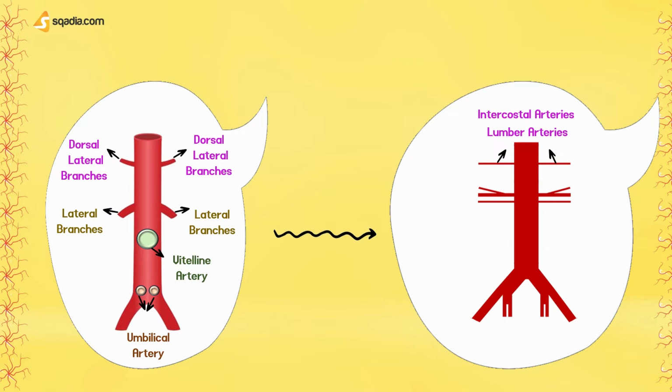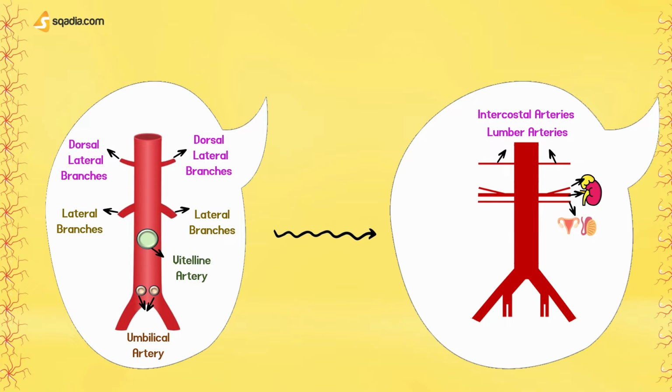Yes, class. Next, the lateral branches give rise to the adrenal arteries, that supply blood to the adrenal gland. Lateral branches also give rise to the renal artery, that supplies blood to the kidneys. Lateral branches also give rise to the gonadal arteries, that supply blood to the gonads.